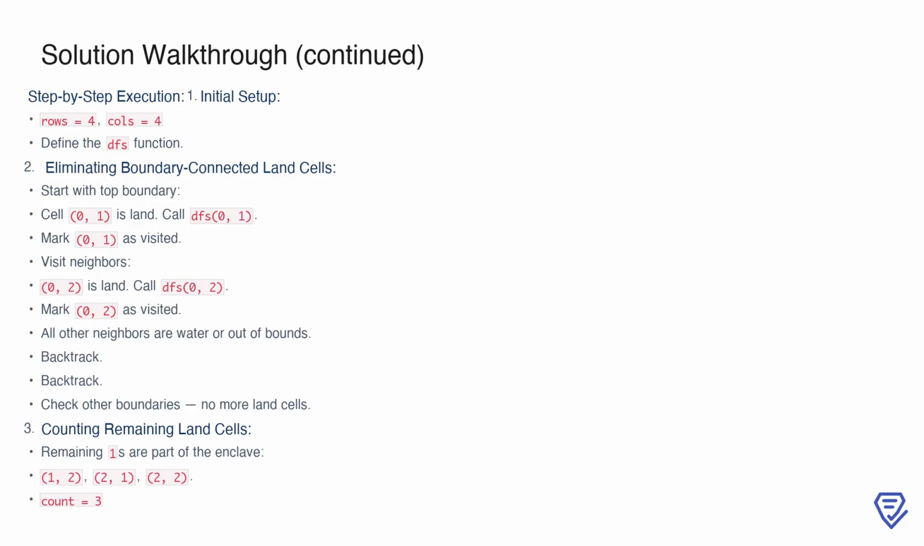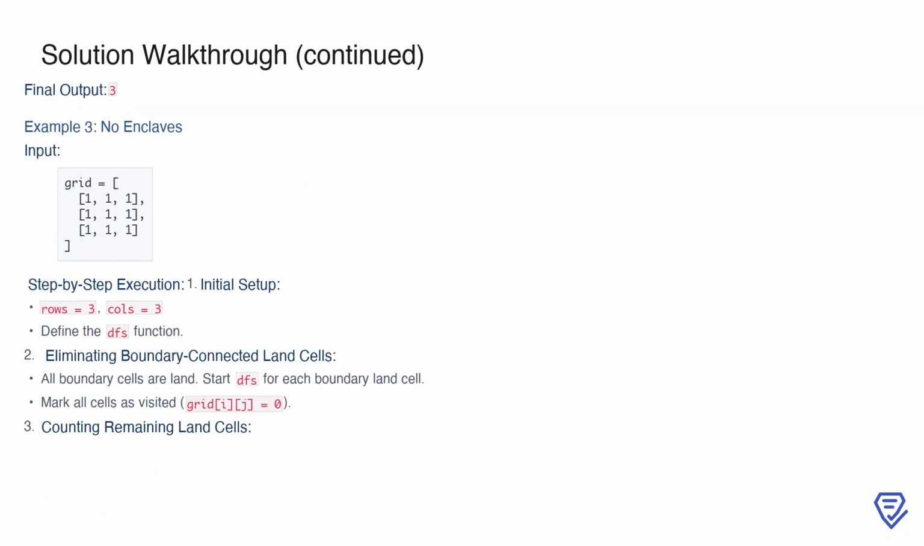The next step is to count the remaining land cells in the grid. Upon iterating through the grid, we find that there are 3 land cells that remain unvisited: 1, 2, 2, 1, and 2, 2. These are the enclaves, as they are completely surrounded by water and not connected to any boundary. The count of these land cells is 3, which we return as the final output for this example.